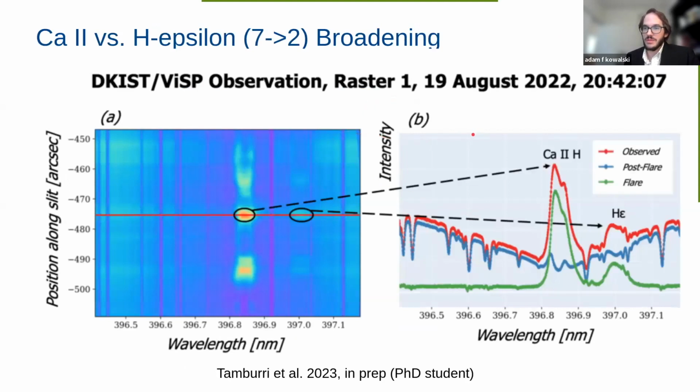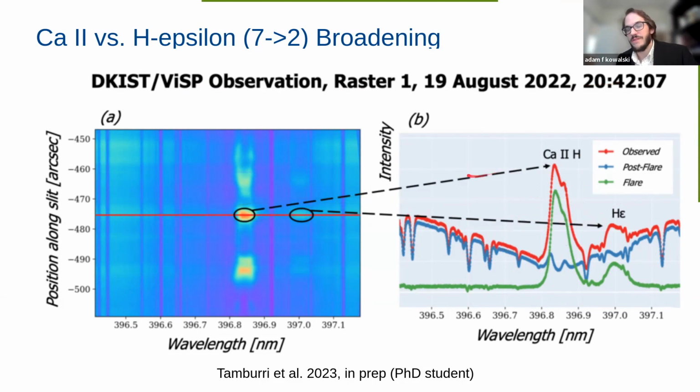The first flare that was observed, a student of mine is studying this. We have strategically placed a spectral window using the VISP around calcium-2 H and H epsilon. We expect the H epsilon line to broaden dramatically due to the pressure broadening, the Stark effect, and the calcium-2 line to be less broadened and maybe show these red shifts. So we can very clearly disentangle between electron density, optical depth broadening for the Balmer lines, and maybe turbulent broadening for the calcium-2 lines.